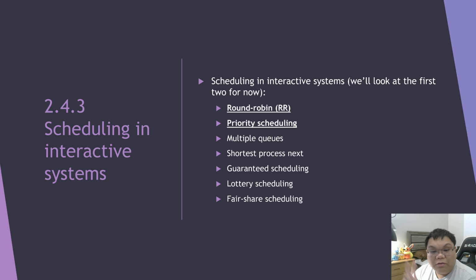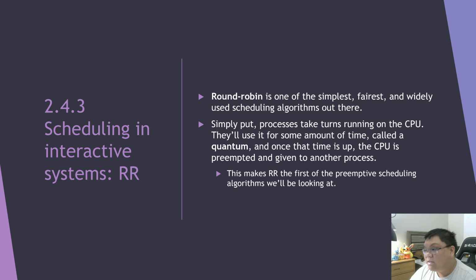So that was 2 scheduling algorithms already. The next ones are round robin and priority scheduling. So round robin is one of the simplest, fairest, and widely used scheduling algorithms out there. Basically, processes take turns on the CPU. They'll run for some amount of time, and when time's up, they give up the CPU, so it's given to the next process in line. That process runs for the same amount of time, and when time's up, the process gives up the CPU, and the next process in line runs next.